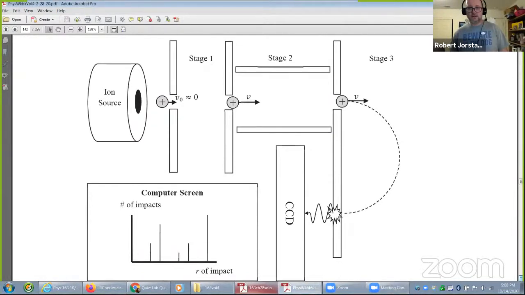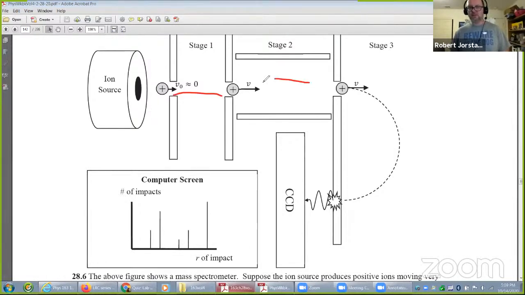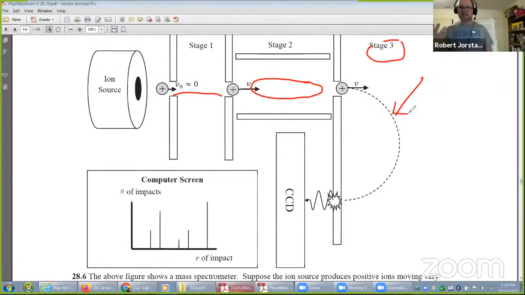All right, so now I just want to walk you through this. This device is called a mass spectrometer. How does it work? You accelerate these ions through here, get them up to speed. You apply a velocity selector to clean up the beam. Now, which way is the magnetic field pointing in this case? Look at stage 3. In stage 3, you enter a region where there's a magnetic field. How can I tell? It's going in a circle, right? That can't be caused by an electric field. It could only be caused by a magnetic field.